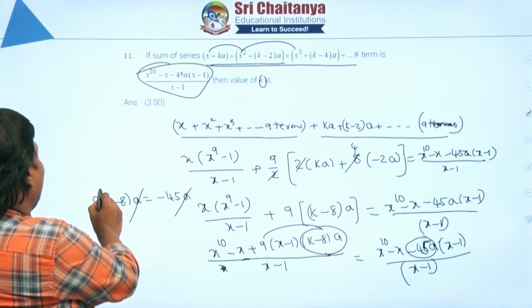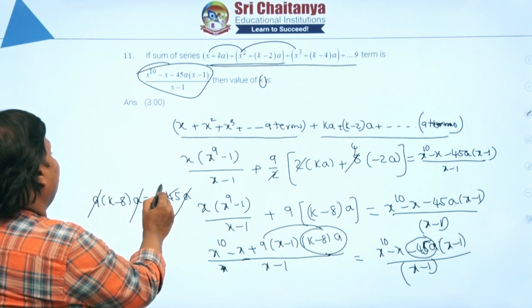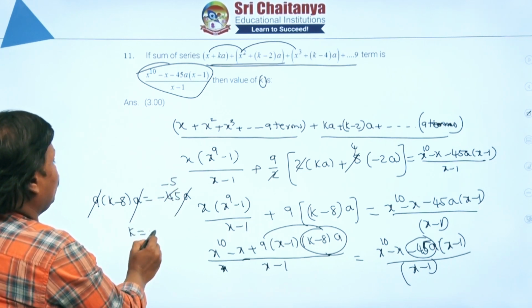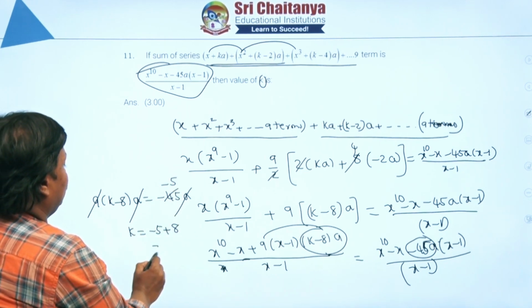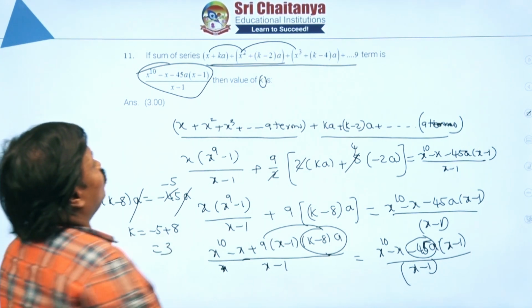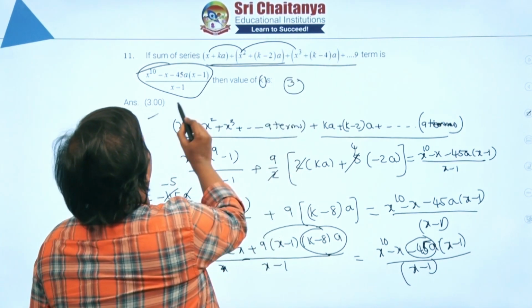So if you cancel a and if you cancel 9, it will be minus 5. k equals to minus 5 plus 8, it will be 3. So the value of k is 3. So this is the answer.